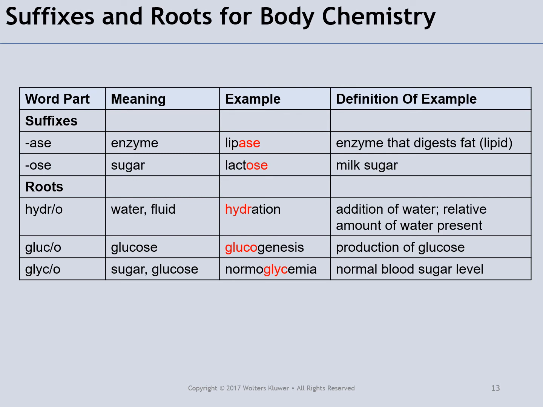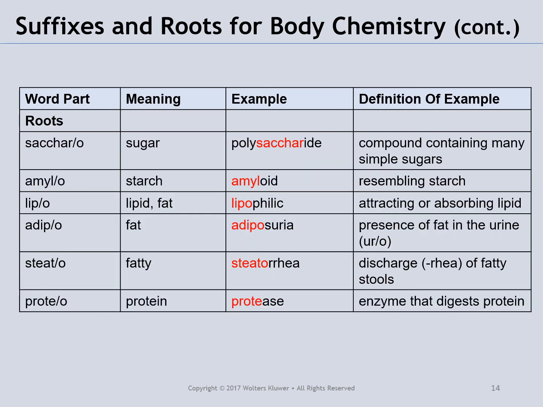Gluco and glyco both refer to glucose. Glyco you can also see just referring to sugar kind of in general. Saccharose also refers to sugar, amylose specifically to starch. We saw lipo already. Adipose, steato also refer to fat, and then proteo obviously to protein.